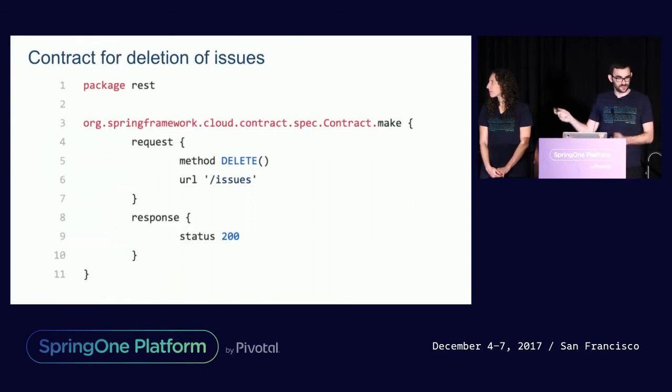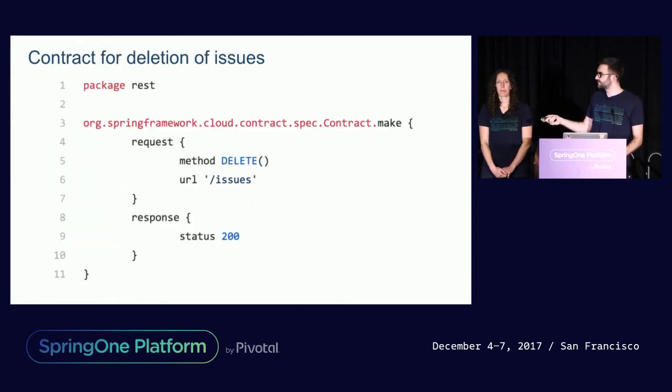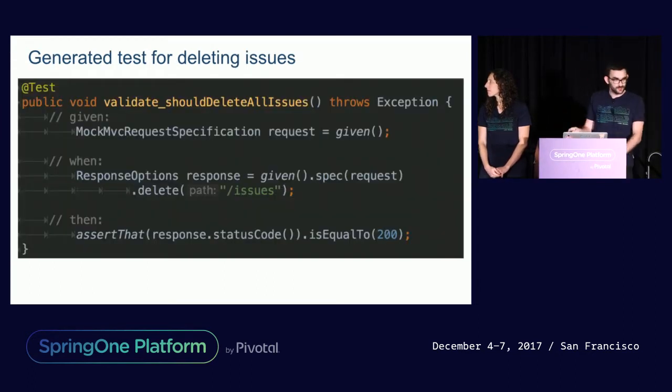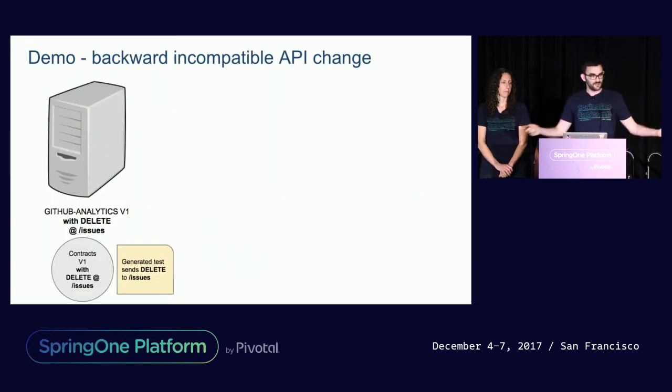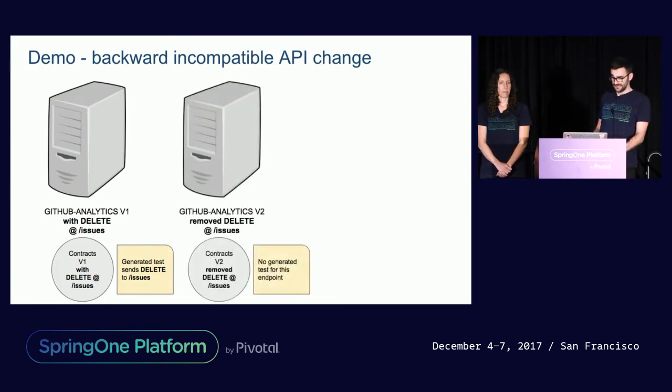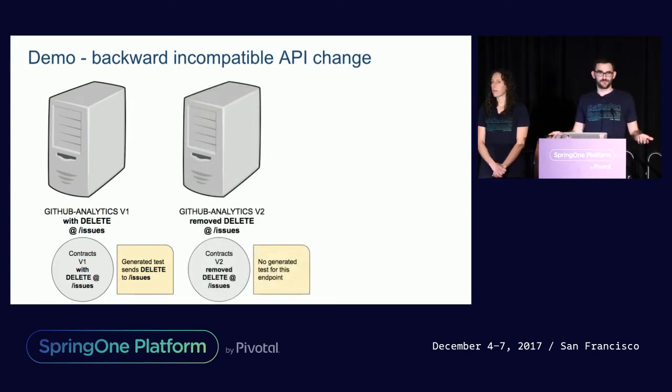So a contract saying delete issues. If you send such a request, the response will be 200. A generated test on the producer side saying, given I send the delete to issues, respond with 200, right? And we went through the deployment pipeline, right? Everything is awesome. So now, again, for some reason, I decide to delete this endpoint because I think it's a good idea, right? So I remove the endpoint, and I remove the contracts. So no longer the generated tests are there, right?